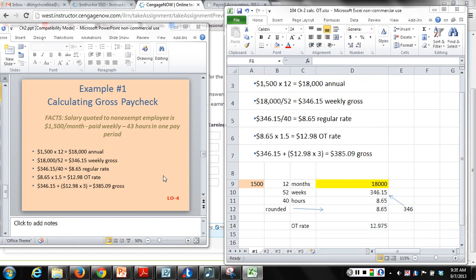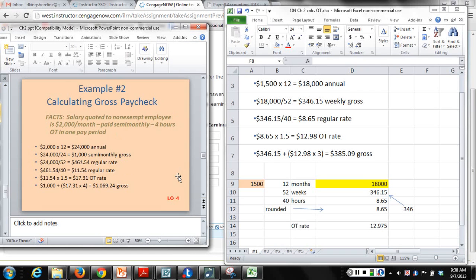Okay, so that gets us through one example of calculating a gross paycheck, dealing with rounding correctly, and getting our total gross pay when there's an overtime situation. Let's go look at another one.